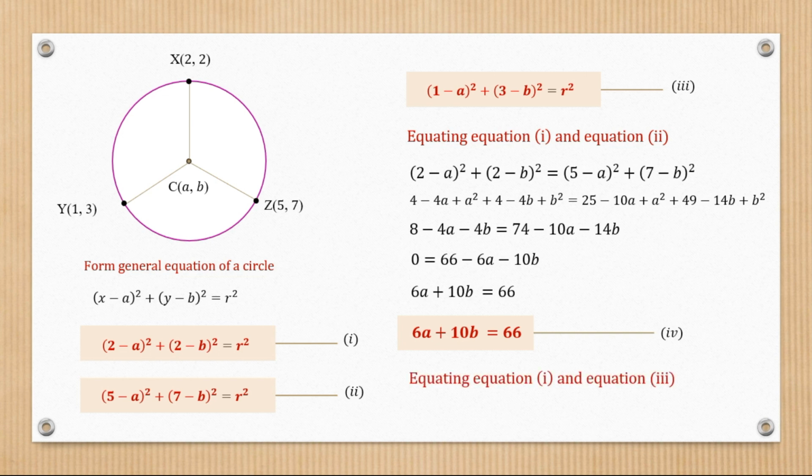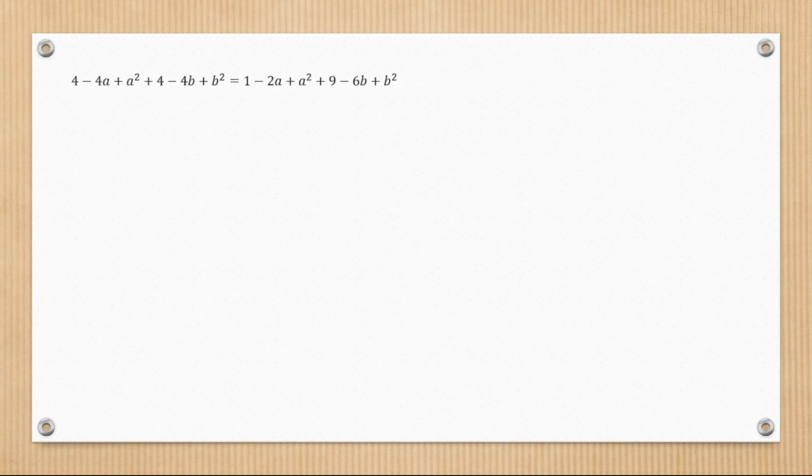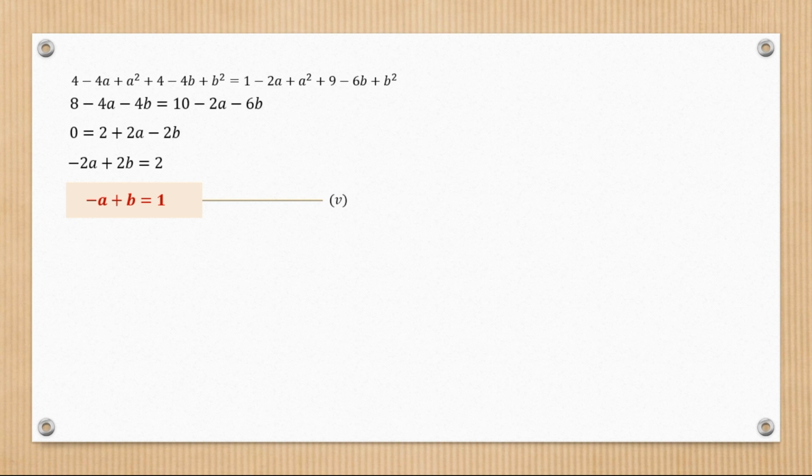Next, I will equate equation 1 with equation 3. So now this is what I'll have. When I equate the two and expand, this is what I'll get. Next I can see that a² and b² will cancel from both sides, and then I'll have 8 minus 4a minus 4b equal to 10 minus 2a minus 6b. When I simplify this further, I remain with negative 2a plus 2b equal to 2, but I can divide all sides by 2. Eventually I'll have negative a plus b equal to 1, and this shall be equation 5.